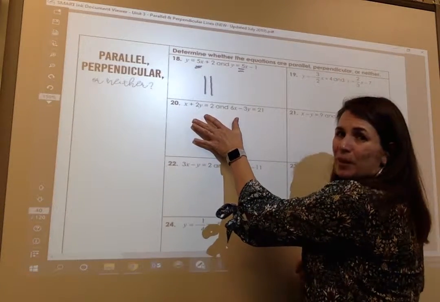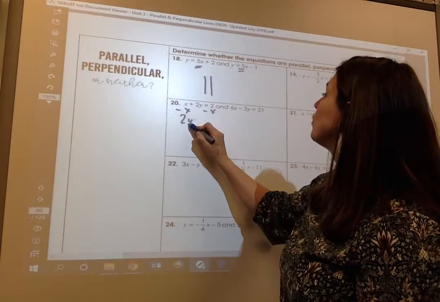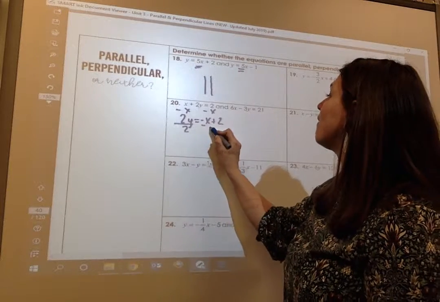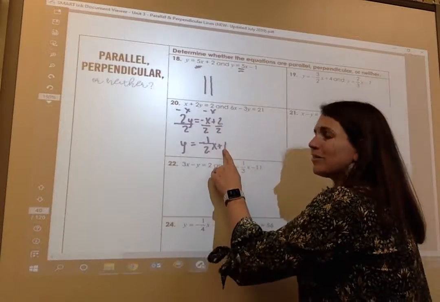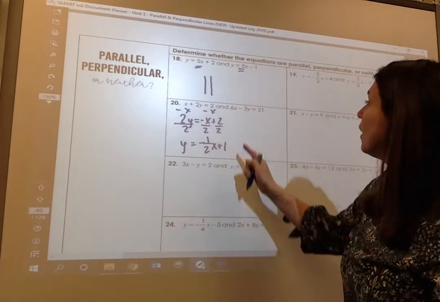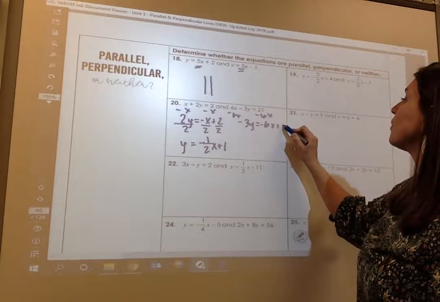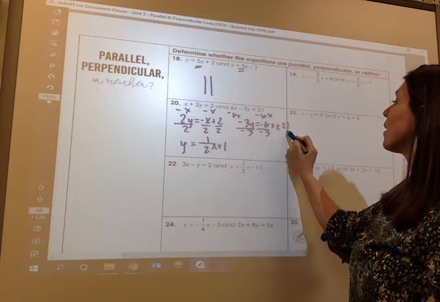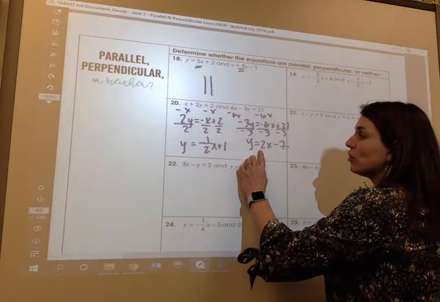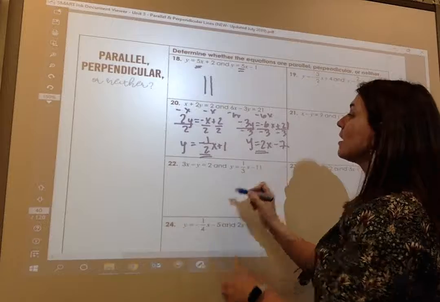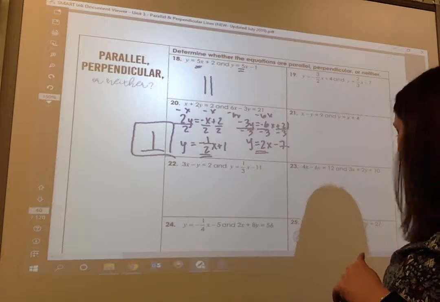Not easy to tell my slope here. So what I have to do is take it from standard form into slope-intercept. So I'm going to subtract x. I get 2y equals -x plus 2, divide everything by 2, and I get y equals -1/2 x plus 1. I don't even have to do the y-intercept, but why not? Over here, I subtract 6x everywhere, and I get -3y equals -6x plus 21, divide by -3, and I get y equals 2x minus 7. -1/2 and 2. Notice these are negative reciprocals. Negative reciprocals make it perpendicular. Those lines are perpendicular.